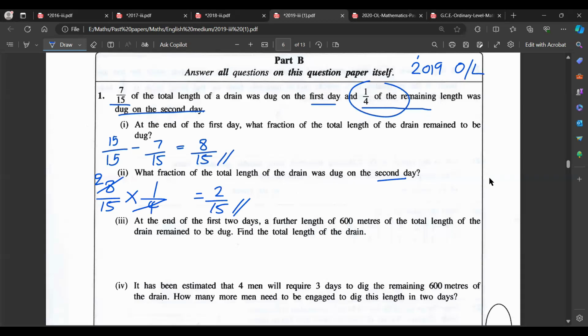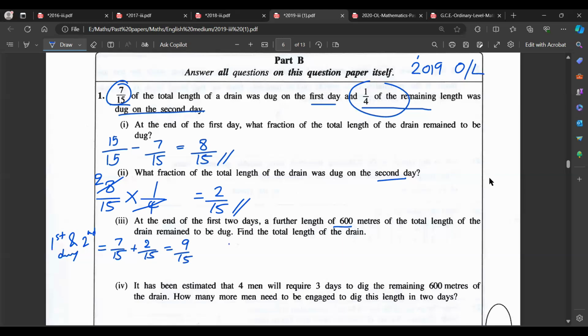At the end of the first 2 days, the remaining length is 600 meters. Find the total length of the drain. Okay, here they ask for the total, first and second day. Tell me, first and second day. What is the total they did? First day 7 over 15. Second day 2 over 15. All together it is 9 over 15 dug on the first day and the second day.